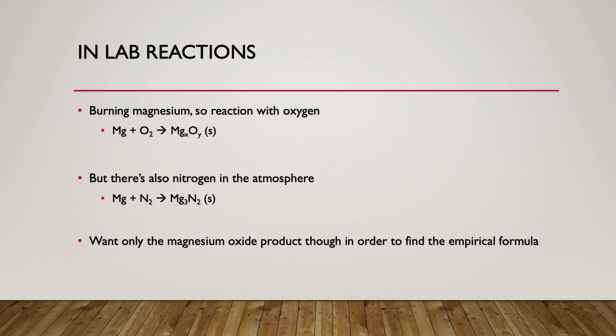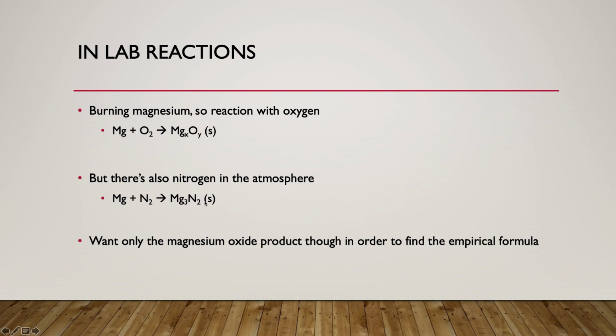And that will let us basically then take the difference. We can find the mass of oxygen that's present. We have our initial mass of magnesium, and now we can find an empirical formula with that information. But in order for this to work, we need to make sure that we don't have any of this magnesium nitride in our final product.